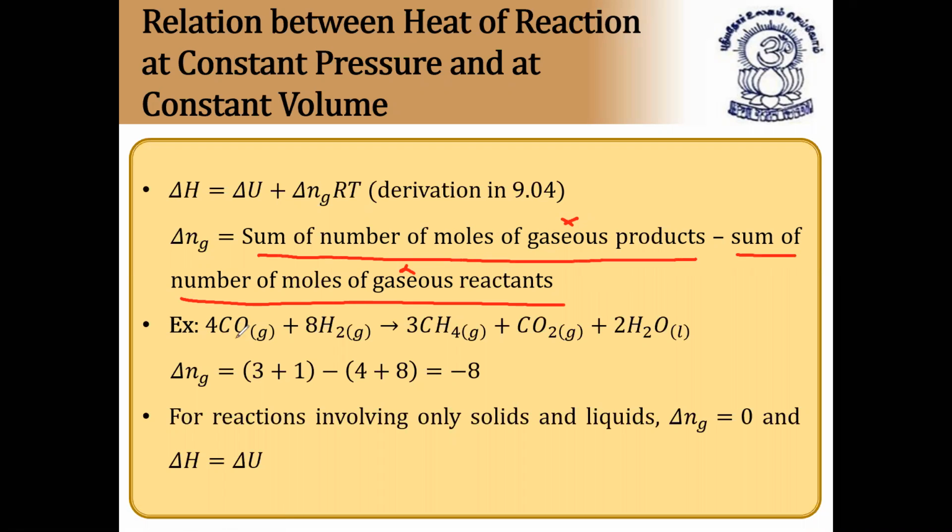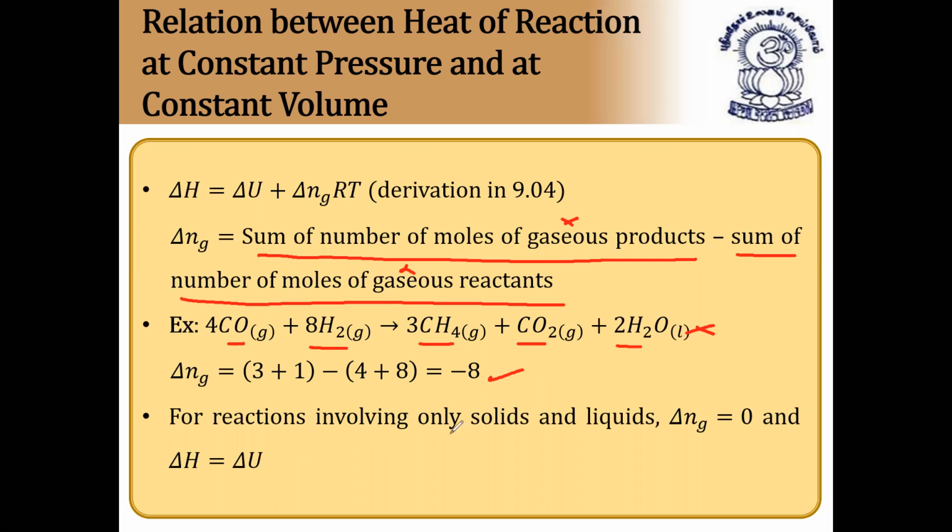So for example, let us see how to calculate delta N. 4 moles of carbon monoxide gas and 8 moles of hydrogen form 3 moles of methane and 1 mole of carbon dioxide, plus 2 moles of water. Water we will not consider. So for products, 3 plus 1, 4, minus reactants, 4 plus 8, because both are gases. So it is 4 minus 12, it is minus 8.